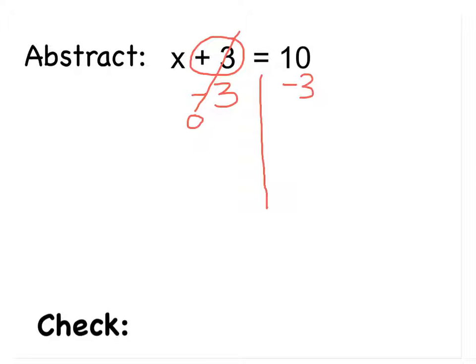So I could rewrite this as x plus 0, or I could just write it as x. On the other side, 10 minus 3 equals 7. So I can say x equals 7.